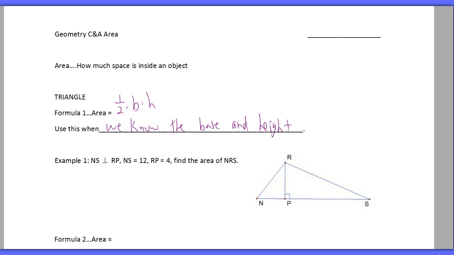Now, height is not just a relative term here. Height means perpendicular height. Height would be the distance from one vertex to an opposite side, and it's got to be a perpendicular distance, which implies the shortest distance. So here's an example of when we would use that.